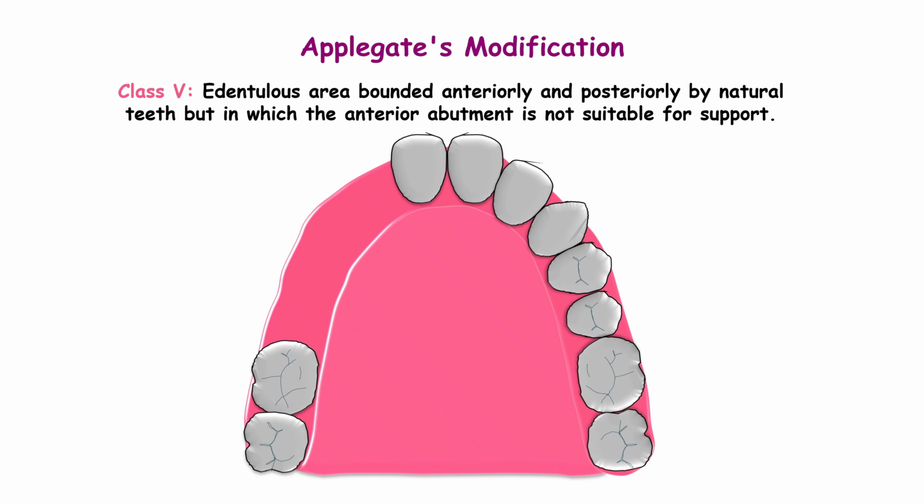This is Applegate modification of Kennedy's classification. He divided this into class 5 and class 6. Class 5 states that edentulous area which is bounded anteriorly and posteriorly by natural teeth, but the anterior abutment is not suitable for support. See, basically this is a class 3 situation, but the anterior abutment cannot be used for support.